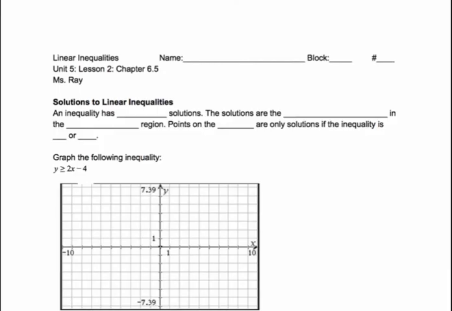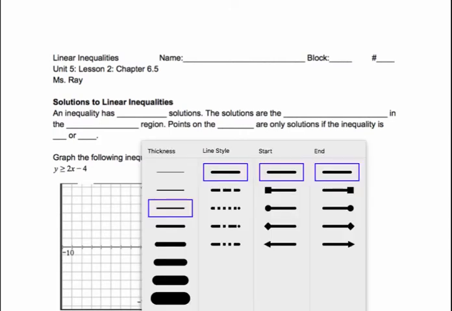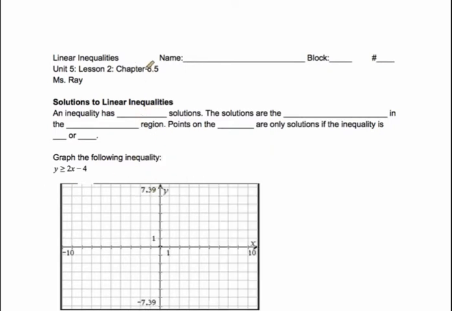All right, here we are, Unit 5, Lesson 2. We are going to talk about the solutions to linear inequalities. Last time we graphed them, and this time we're going to graph them, but we're also going to talk about what the solutions are and what they mean. All right, so an inequality has many solutions.